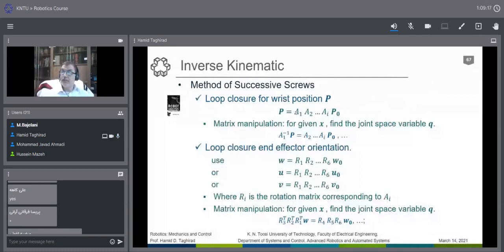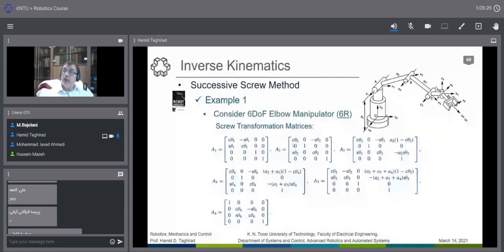We have 2 examples here. Again, 2 six-degree-of-freedom examples. One of them is the 6-degree-of-freedom elbow manipulator, and the other one is the Stanford arm, which has a P manipulator here. I won't go through the details of both of them here because there are so many equations. I will leave it for the next session.